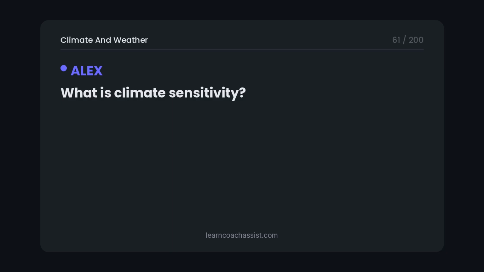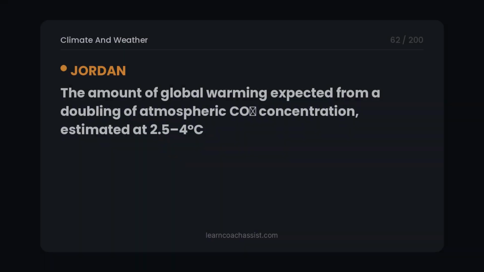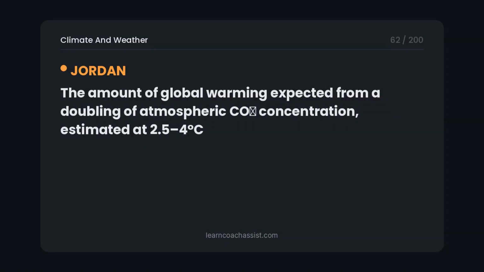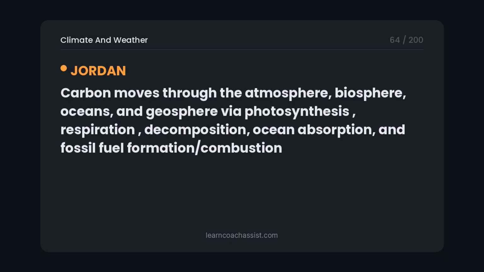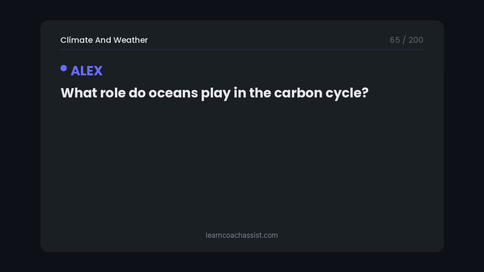What is climate sensitivity? The amount of global warming expected from a doubling of atmospheric CO2 concentration, estimated at 2.5 to 4 degrees Celsius. What are the main steps of the carbon cycle? Carbon moves through the atmosphere, biosphere, oceans, and geosphere via photosynthesis, respiration, decomposition, ocean absorption, and fossil fuel formation and combustion. What role do oceans play in the carbon cycle?